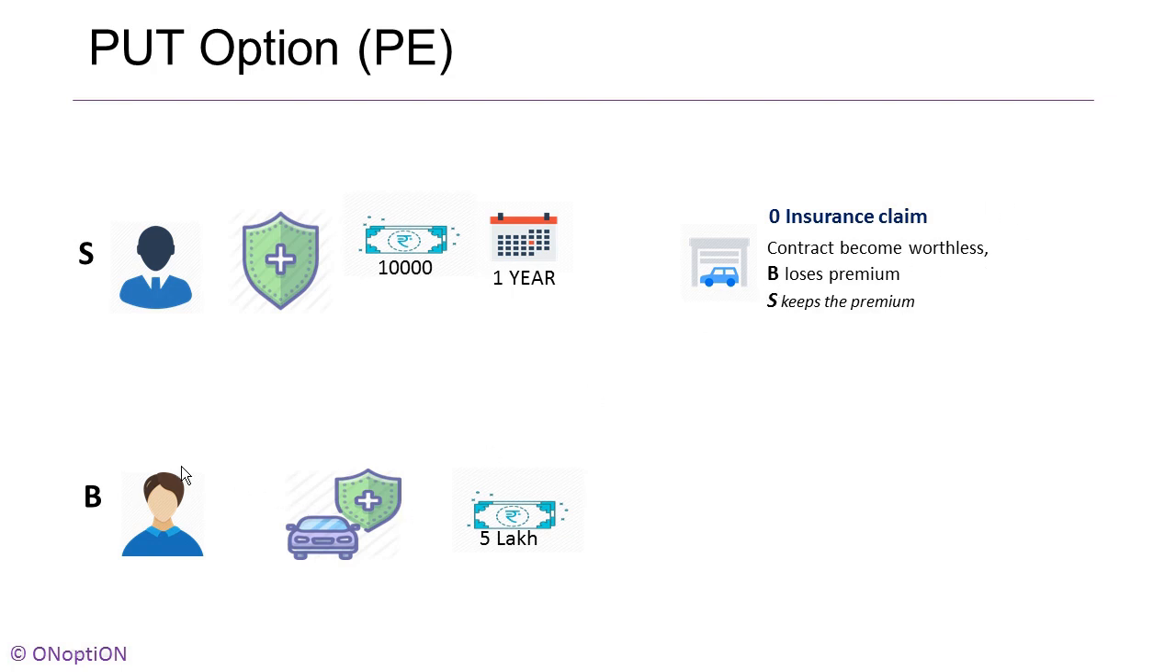The person B loses all the premium that he paid, but the insurance company, or person S, keeps all the premium that he collected.